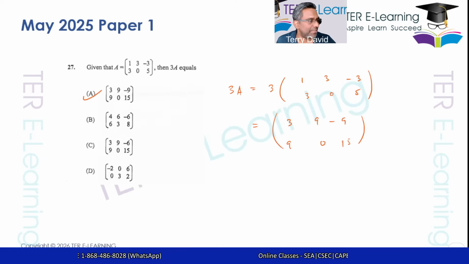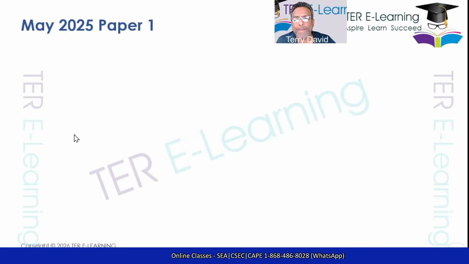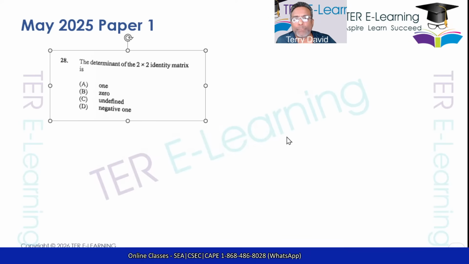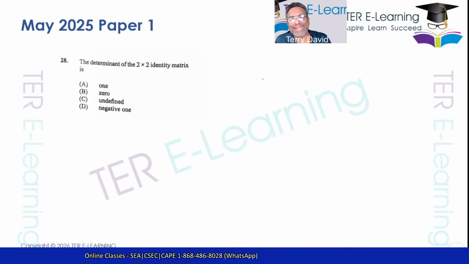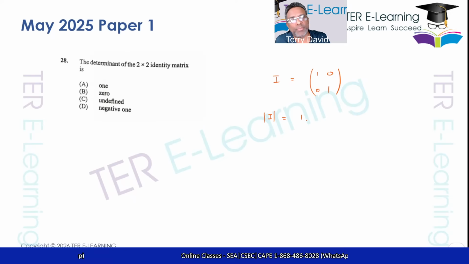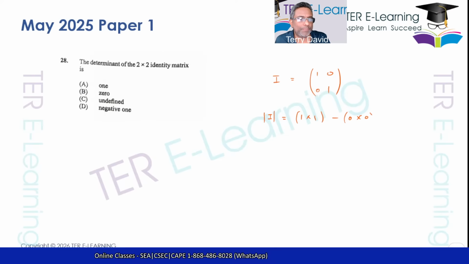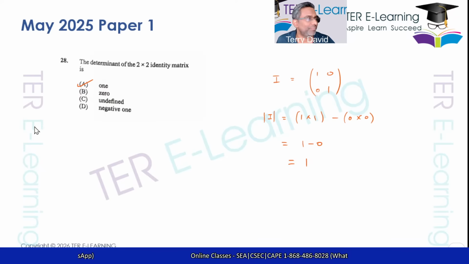Right, that's 27. 28, we've seen this more than once. The determinant of the 2 by 2 identity matrix. So your identity is 1, 0, 0, 1. If you want to work out your determinant, it's simply going to be 1 by 1 minus 0 by 0. So this will be 1 minus 0, which is 1. Sorry, which is E, right? E.